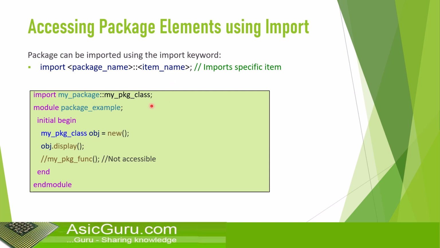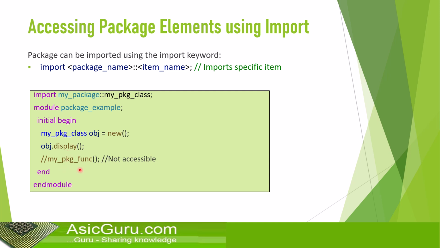here I am importing only the class from this package, and not the other package content, that is the integer type variable or the function defined as part of the package. If we use the wildcard operator, then it will automatically import all the items, but now I am importing only the class. So inside this module, I'm using this class, creating an object handle, and then calling the function display using the object handle. So this is perfectly fine.